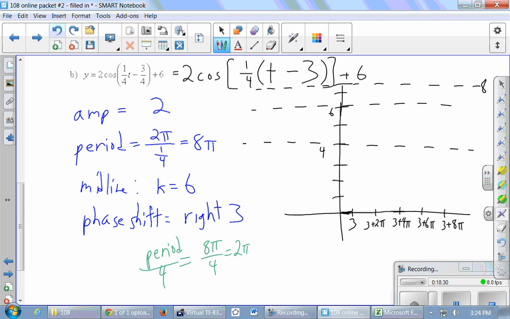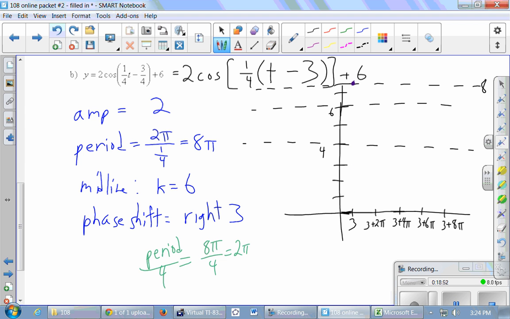Okay, so last piece of this puzzle before we plot our points is to think about where it starts: top, middle, or bottom. This is a cosine. Does that start top, middle, or bottom? It starts at the top. So normally it would start right up here. However, this one has been shifted to the right by 3, so it's actually going to start right there.